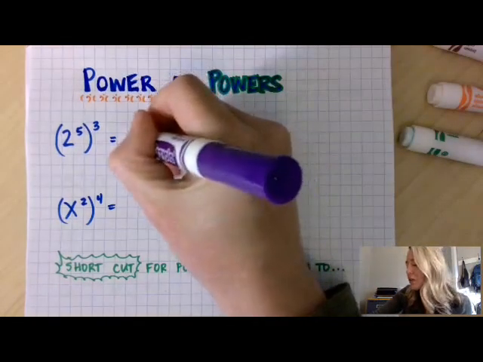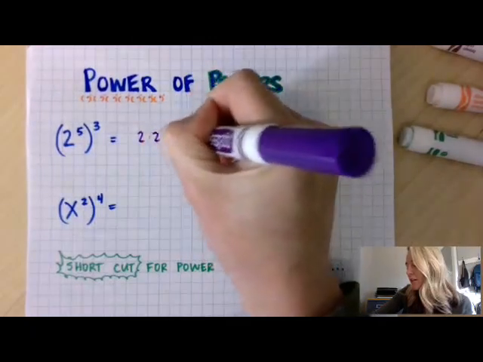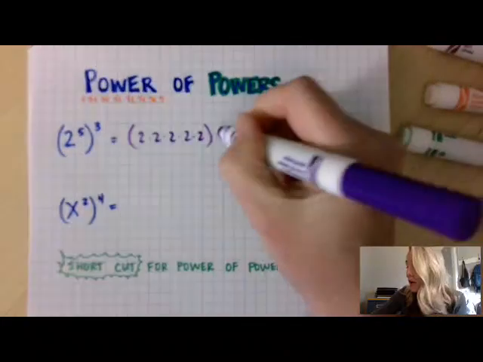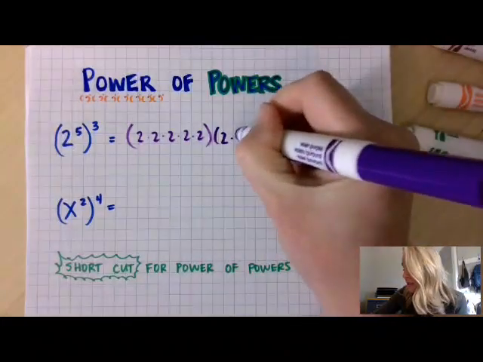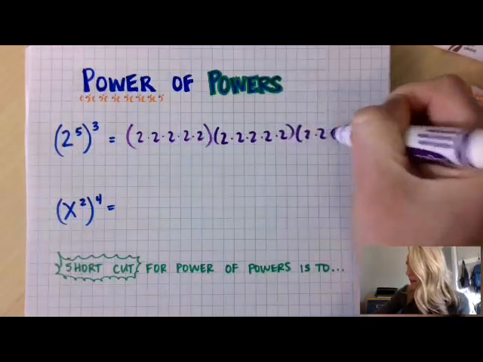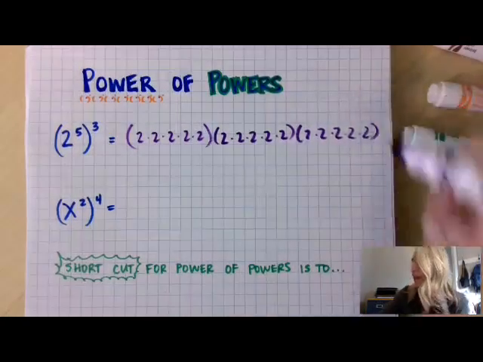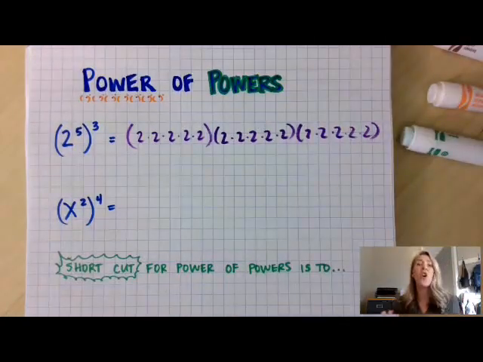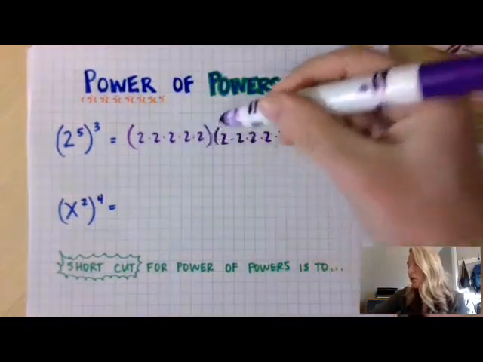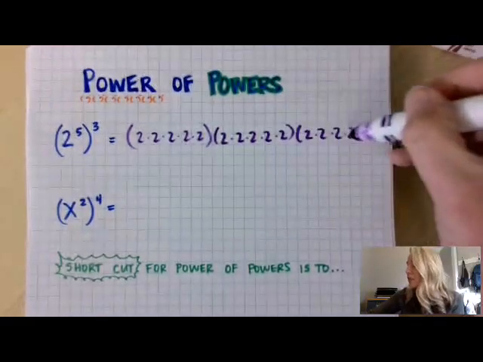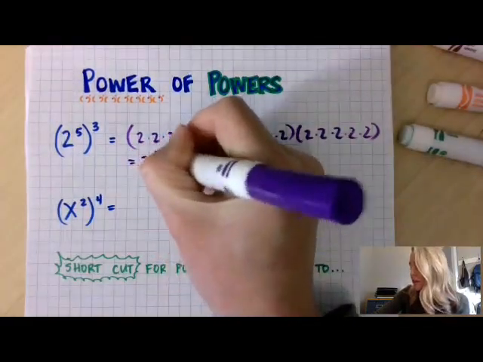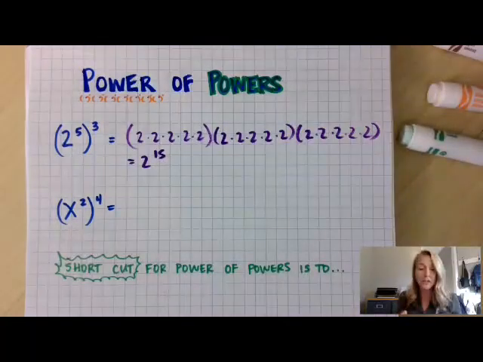So if I write out 2 to the 5th, it looks like this. That's what's inside of our parentheses. But if I write it out 3 times, okay, how many 2's do I have all together? Is there a faster way than counting them out? 1, 2, 3, 4, 5, 6, 7, 8, 9, 10, 11, 12, 13, 14, 15. Okay, so 2 to the 15th power. Be looking for that shortcut.